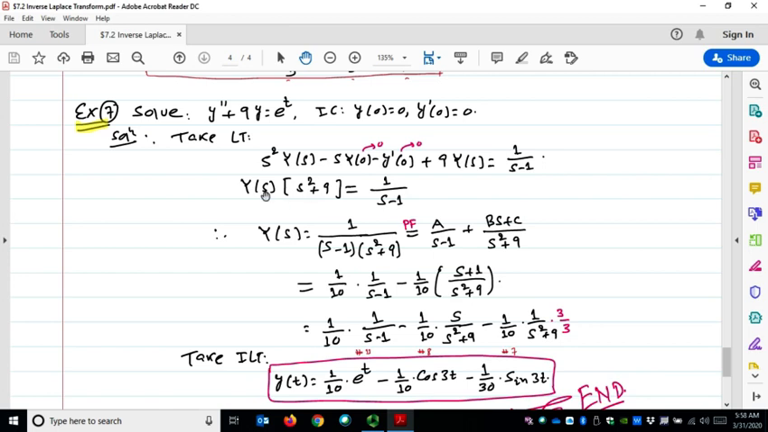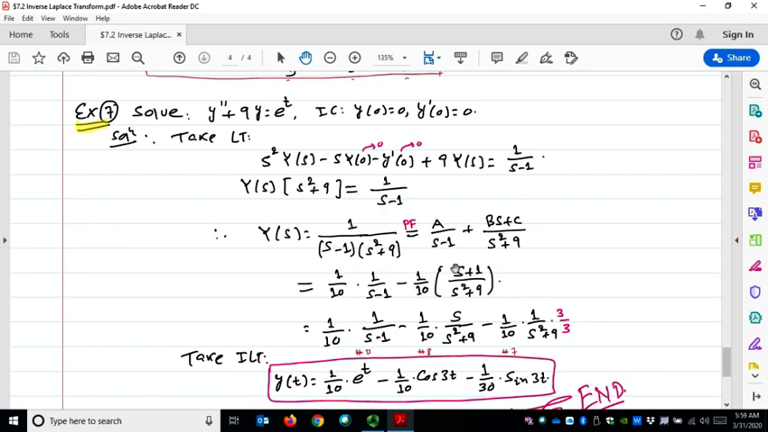Then what I have on the left side is capital Y times s square plus 9, equals the right side as it is, 1 over s minus 1. Then capital Y of s equals 1 over s minus 1 times s square plus 9. Take the partial fractions. For the linear factor we use a constant, for the quadratic factor we use a linear term. So here A, B, C are constants to be determined. Then we found A is 1/10, B and C both are negative 1/10, and we put the values back here, and then this is as it is.